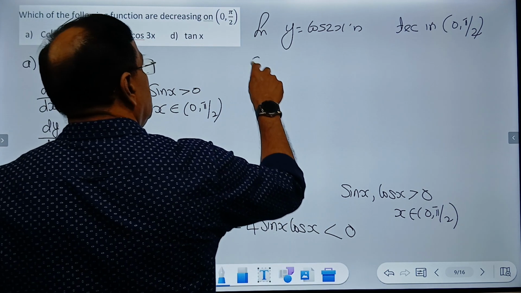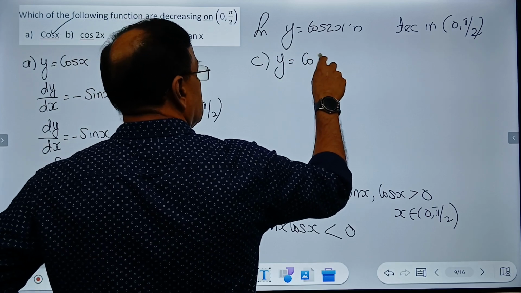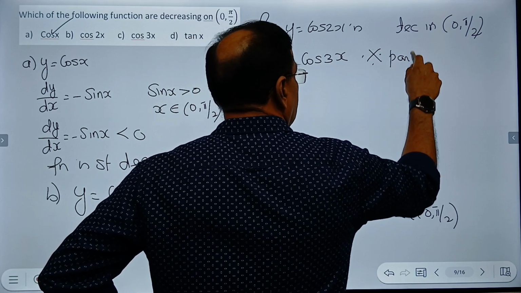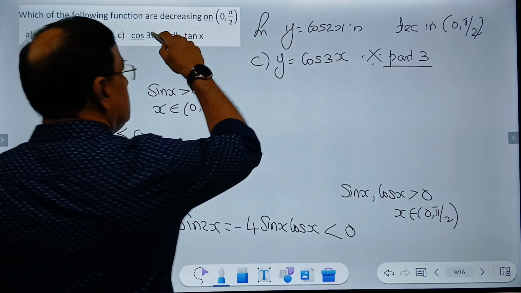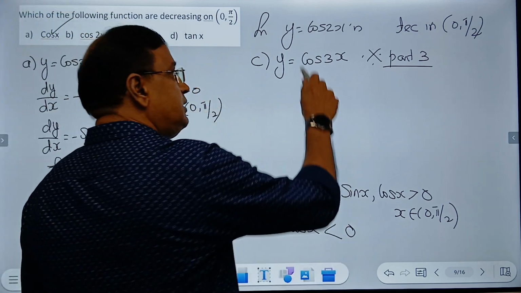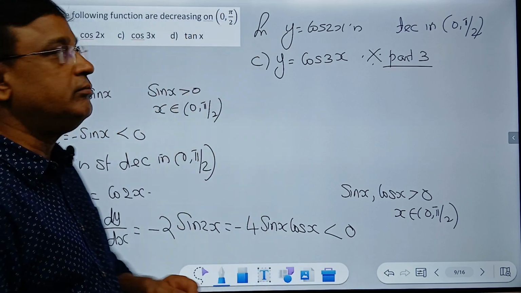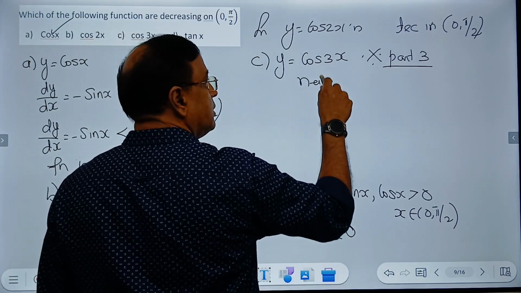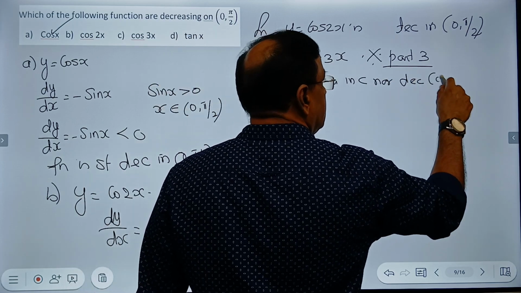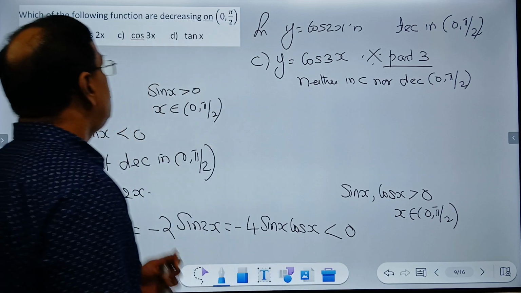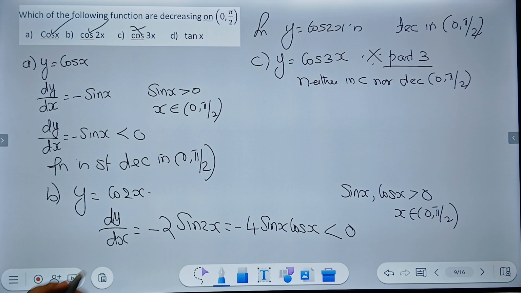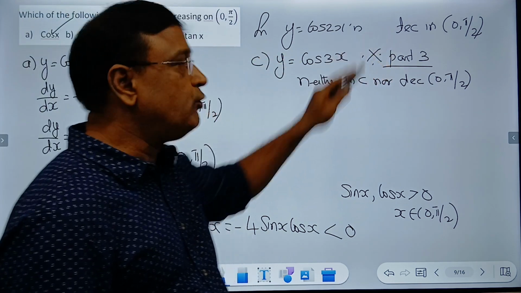Now C, y equal to cos 3x. Well, I will not do this part. Please refer to part 3 of the video. I have done the same question, where some part of it is increasing and some part of it is decreasing. So this is neither increasing nor decreasing in 0 to pi by 2. Therefore it's not decreasing. So this is correct, whereas this is not correct. To know the complete proof, please refer to part 3. I don't want to waste my time with this.